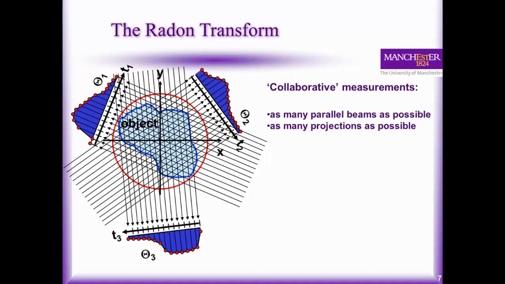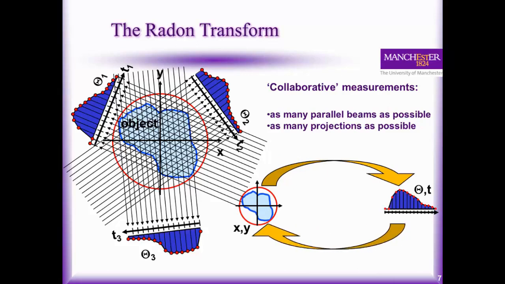If you want to do collaborative measurements between these detector arrays, you would need as many parallel beams as possible and as many projections as possible in order for the transform to be complete. As a summary, we have an object which is available in x and y. We transform that object into the space of theta and t, so all possible projections constitute a transform of this object, and if we measure this, then by fusion algorithms you would be able to come back and generate this x and y picture. This is called the Radon transform. The forward Radon transform is the sensory task, and the inverse Radon transform is the fusion task.